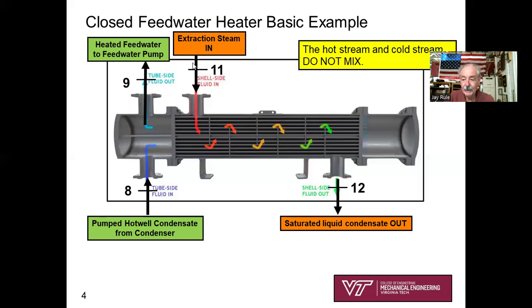On the heating side, we've got extraction steam from the steam turbine, and it is coming in the shell side of the exchanger, so it's exchanging heat with the feed water. And so it's condensing at constant pressure down to saturated liquid at state 12, where off it goes to be handled as condensate somewhere else.